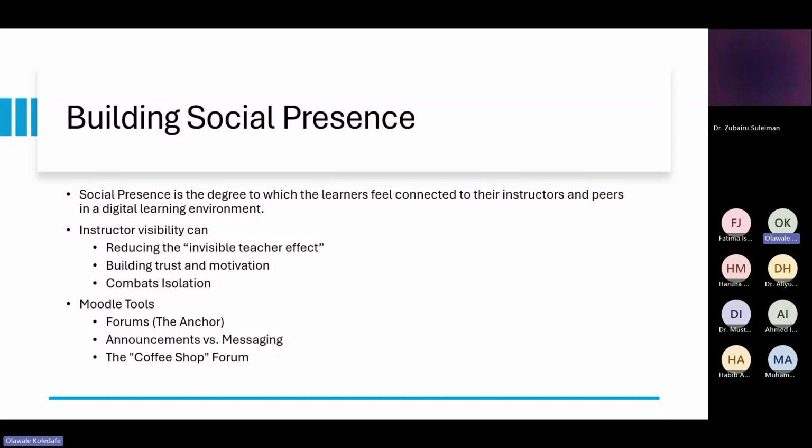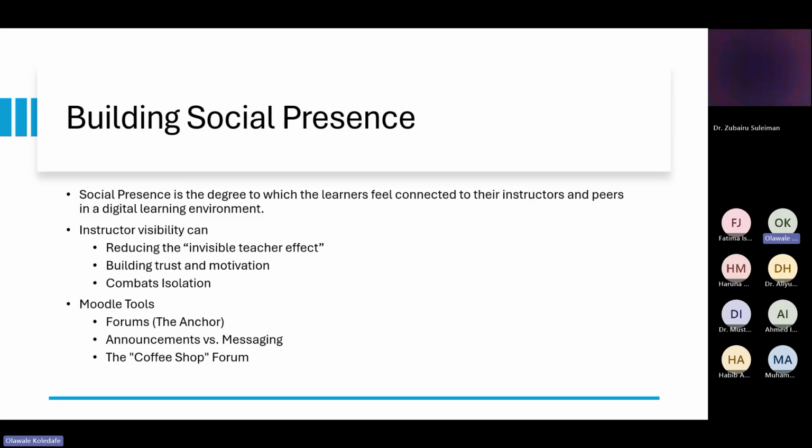Okay. So, we'll talk about what this brings to open and distance education. What is the implication of instructor visibility? The first is that it reduces the invisible teacher effect. Oh, we don't even see that guy. What is he doing? We don't know. And once they cannot relate, they disconnect. Then it builds trust and motivation.